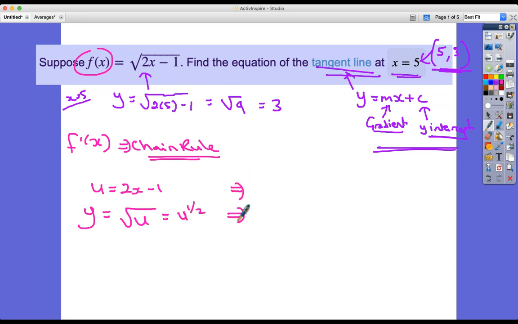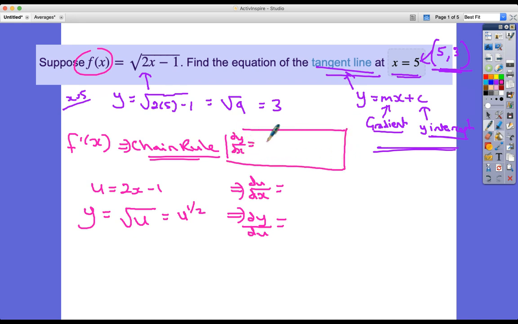Now, if we then go and differentiate those things, first of all, u with respect to x, and secondly, y with respect to u, we're on our way to solving by the chain rule, because the chain rule says that dy by dx is equal to du by dx times dy by du. Okay, so let's go and find those things. This one's really easy. If we differentiate 2x minus 1, we get 2. If we differentiate this one, we're going to need this form. So coefficient times power is 1 times a half, and then take 1 away from a half is minus a half.